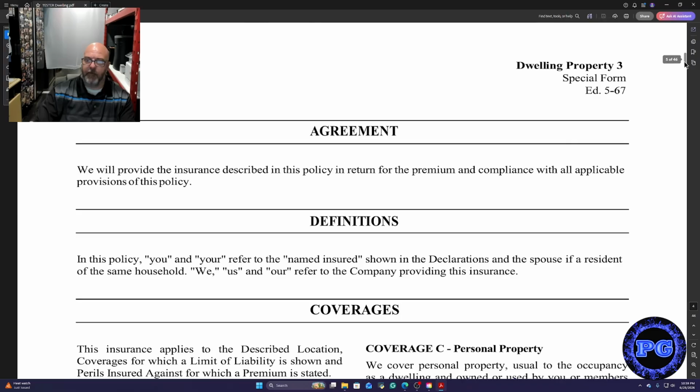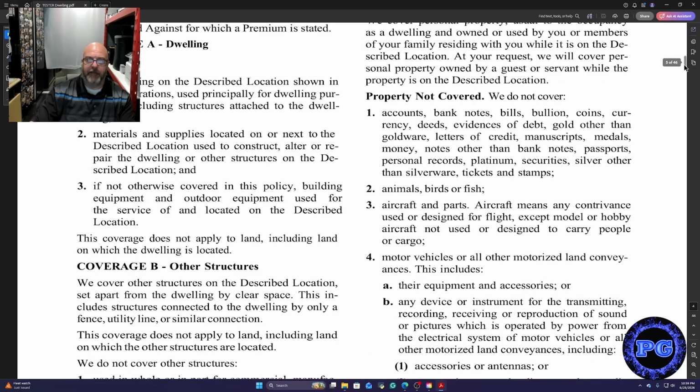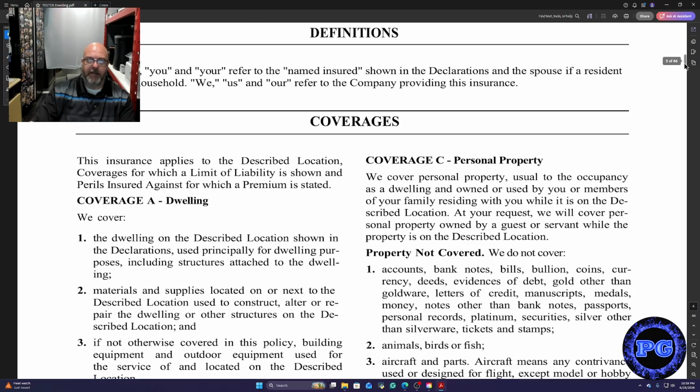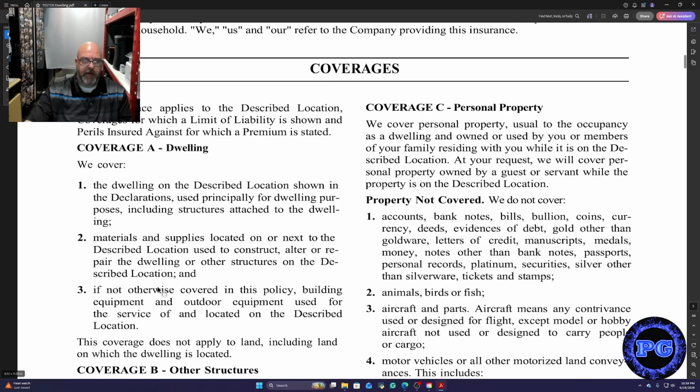So this is the main form. It's the agreement. It's got all your definitions. This is the contract. Here's your coverages, right? So you got your dwelling. That's what we talked about, and everything that we talked about is in here, right?